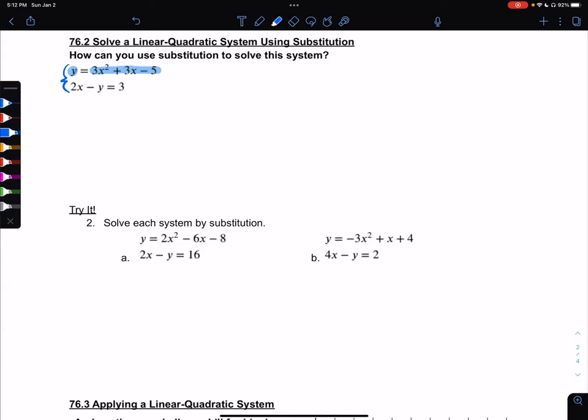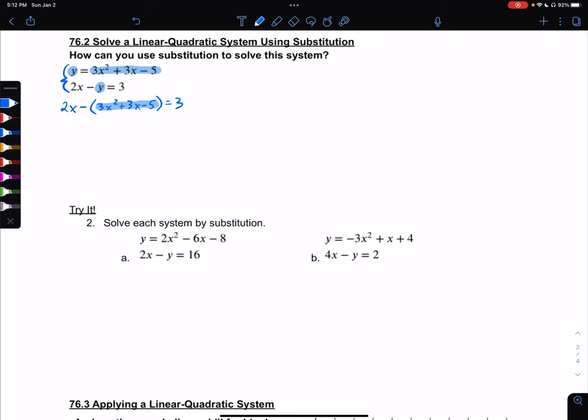So what I'm allowed to do is anywhere that there's a y, I can substitute or replace it with 3x squared plus 3x minus 5. So that's what I'm going to do. So we would do 2x minus, and then that y is going to become 3x squared plus 3x minus 5, and set that equal to 3. So all I'm doing is substituting. Now from here, I only have the variable x, so that tells me that I can use this to solve the equation for x, and then back substitute for y.